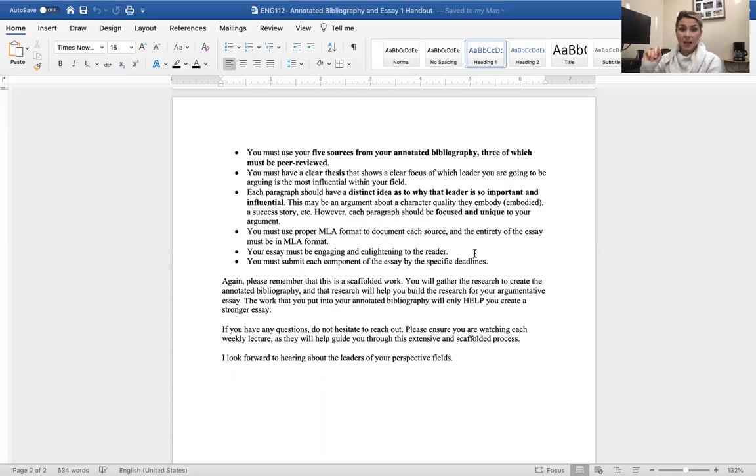Again, please remember that this is a scaffolded work. You're going to be gathering the research to create your annotated bibliography, and that research will help build what you need for your argumentative essay. The work you put into your annotated bibliography is only going to help you create a stronger essay. If you have any questions, do not hesitate to reach out. Please ensure that you are watching every single weekly lecture. That is going to help you through this extensive scaffolded process. I look forward to hearing about the leaders of your prospective fields.